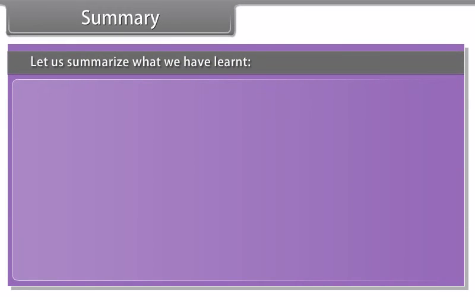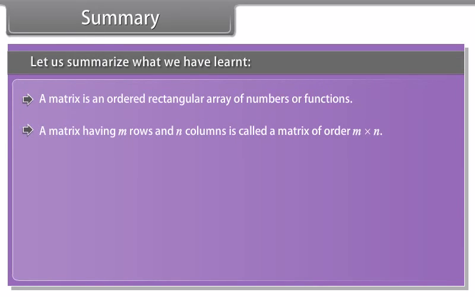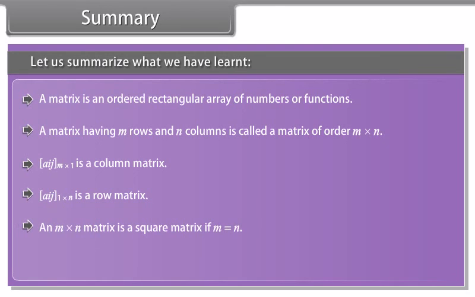Summary. Let us summarize what we have learnt. A matrix is an ordered rectangular array of numbers or functions. A matrix having m rows and n columns is called a matrix of order m by n. A_ij m by 1 is a column matrix. A_ij 1 by n is a row matrix. An m by n matrix is a square matrix if m is equal to n.